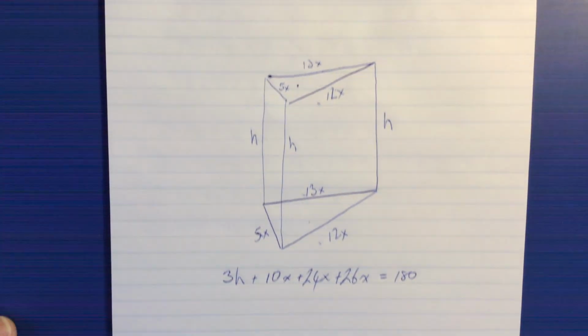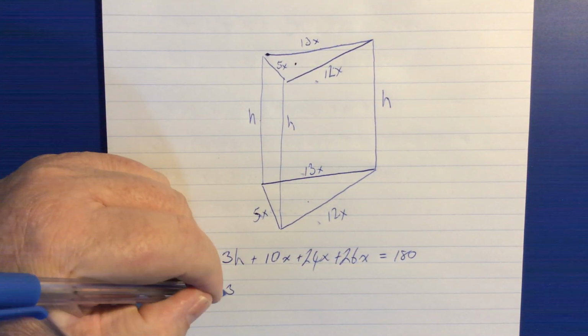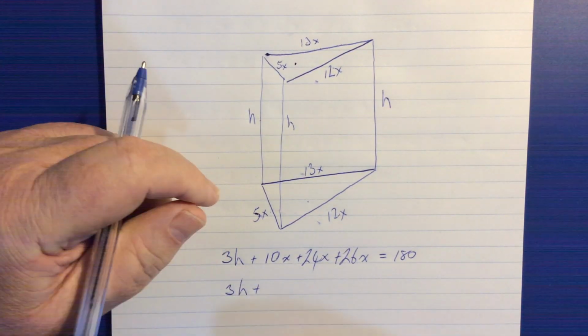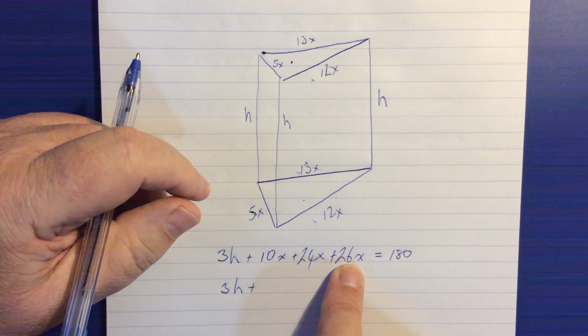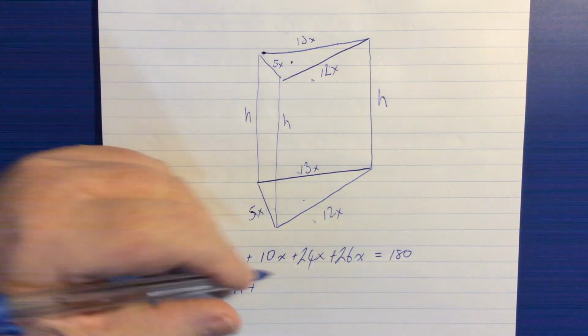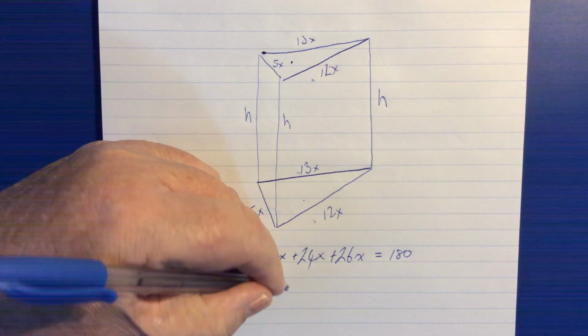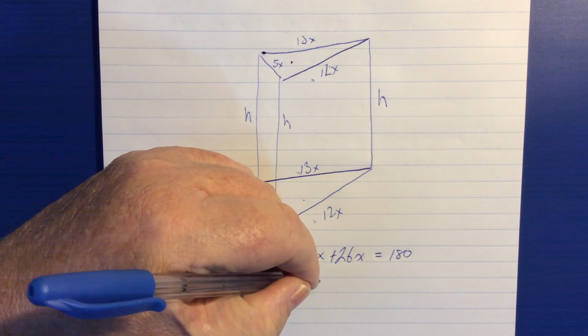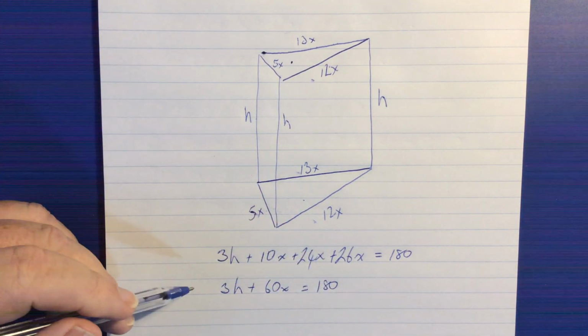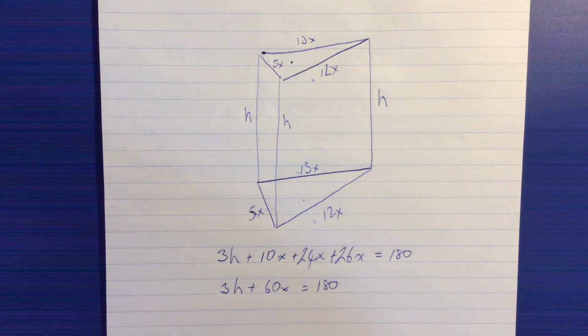So, some tidying up. 3h plus 24 and 26, that's 50, and 10 is 60x equals 180. So you can see that this is just basic linear algebra. There's nothing really tricky going on here.